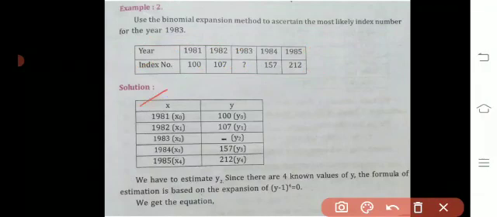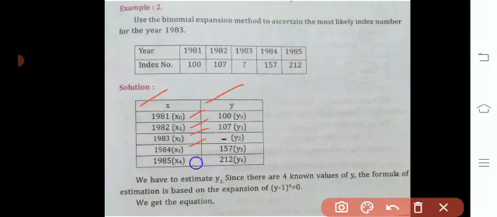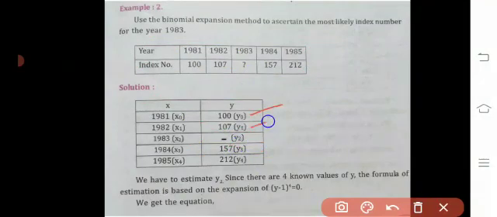Okay, x values we are going to write, y values we are going to write, and we are going to denote them by x0, x1, x2, x3, x4, and here y0, y1, y2, y3 and y4. Here y2, that is the y value for 1983, is missing, and that we have to find. Now we will count the known values of y. Here 1, 2, 3 and 4. 4 known values of y.